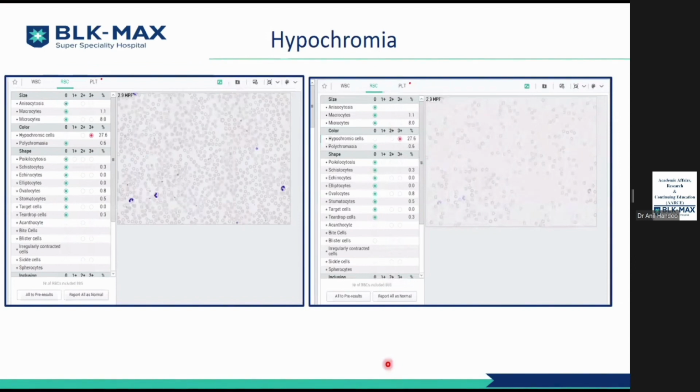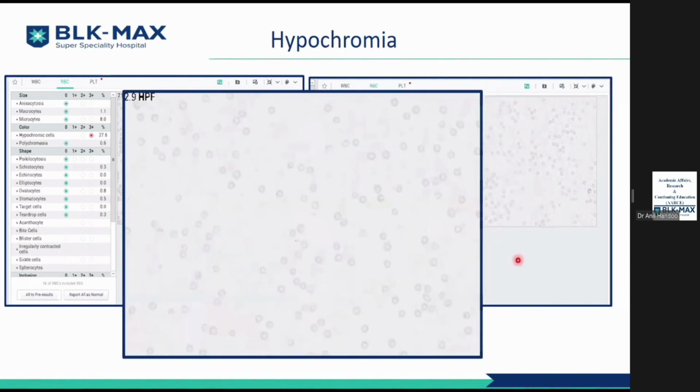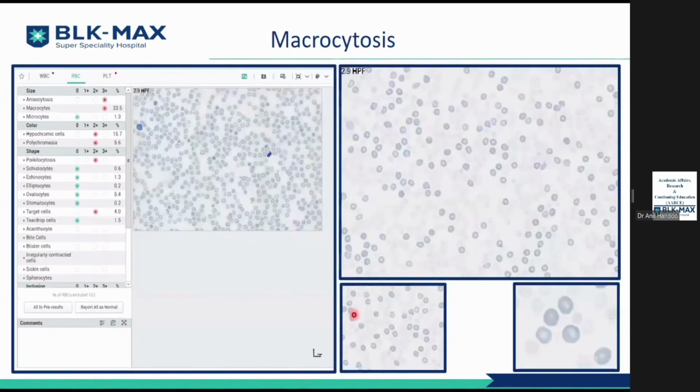Let's look at another case of hypochromia. As you see in this particular case, the analyzer has very distinctly picked up hypochromic cells and told you that there are about 27% of them, 3 plus hypochromic cells. And therefore, when you look at this image, it very prominently highlights the hypochromic cells, and this is possible to do on this analyzer, as you can see in this particular case. You can also appreciate the presence of an occasional target cell in this particular case.